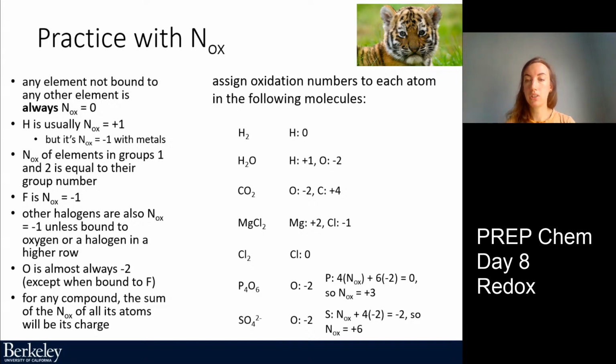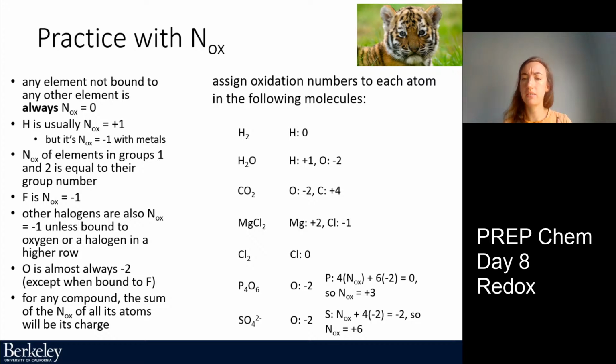Okay, so there's 2 more questions in the chat. For the last one, we are adding up to -2 instead of 0 because of the charge of -2. That's exactly right. So the compound has a total charge of -2, and our last rule says that the sum of the oxidation numbers of all of the atoms will be the charge of the compound as a whole.